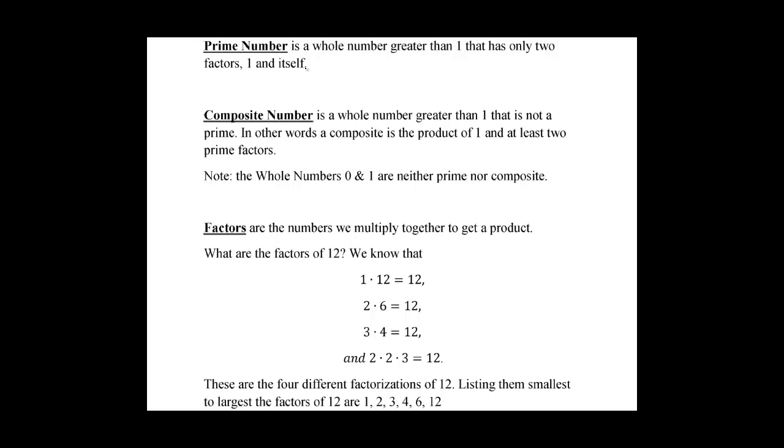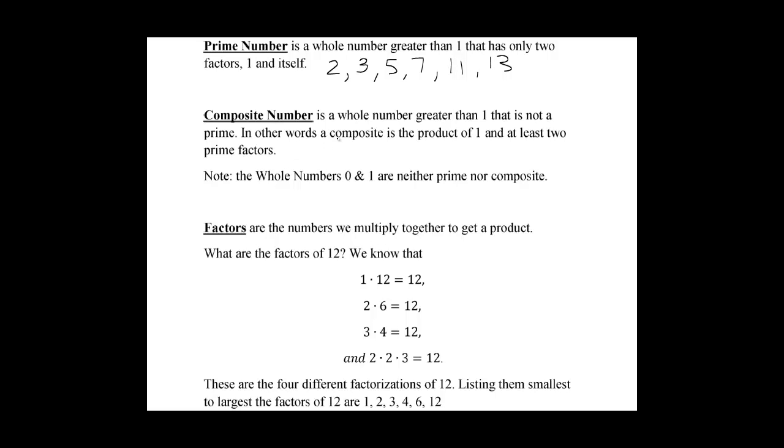All right, so first we want to remember that a prime number is a whole number greater than 1 that has only two factors, 1 and itself. And we can remember that 2, 3, 5, 7, 11, 13, and so on are some of our prime numbers.